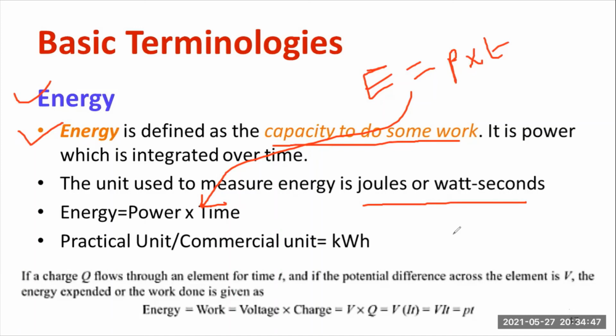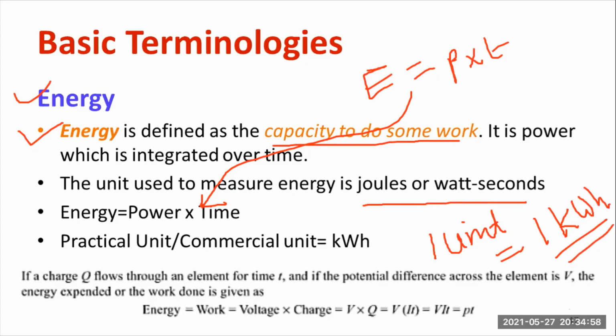What is the commercial unit of electrical energy? You can call it one unit, or you can call it one kilowatt hour. Normally, what is the commercial unit of electricity? That is the kilowatt hour. And energy can be written as work. It is equivalent to work.